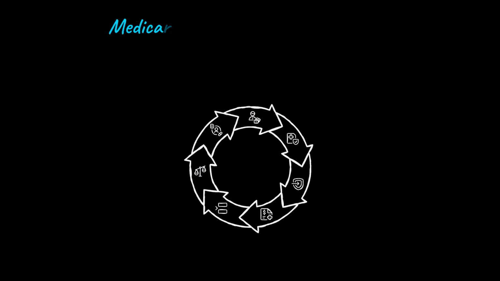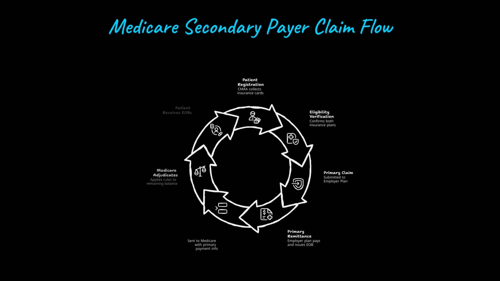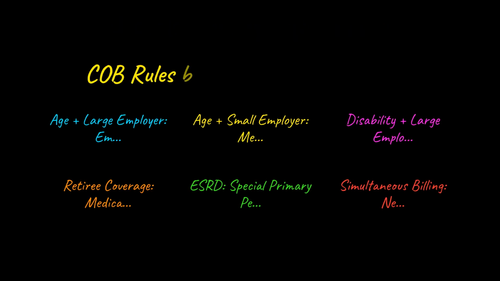For an active worker with age-based Medicare at a large employer, the employer plan pays first as primary. Medicare adjudicates second, covering costs the primary did not pay. The patient then receives coordinated explanation of benefit statements from both plans. At registration, the CMAA collects both insurance cards and verifies eligibility on each plan. The claim goes first to the employer plan, and once that remittance arrives, the secondary claim is submitted to Medicare with the primary payment information attached, so Medicare can adjudicate the remainder.